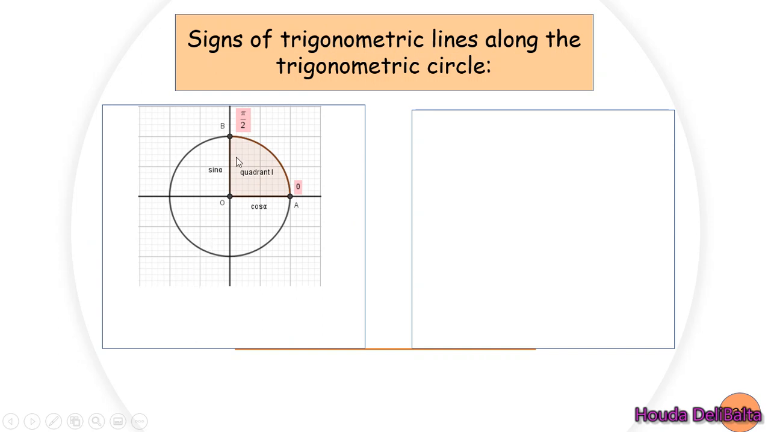As I told you, it is usually divided into 4 quadrants. This is called quadrant 1, that's bounded between 0 and pi over 2. It goes from 0 to pi over 2. This is called quadrant 2, quadrant 3, and this is quadrant 4. Any angle in quadrant 1 is called an acute angle. It's actually between 0 and pi over 2.